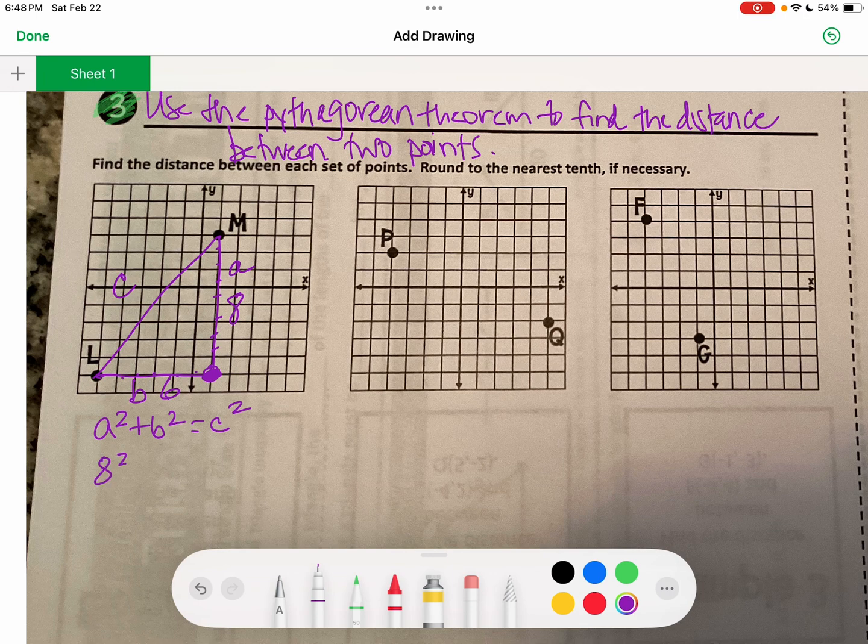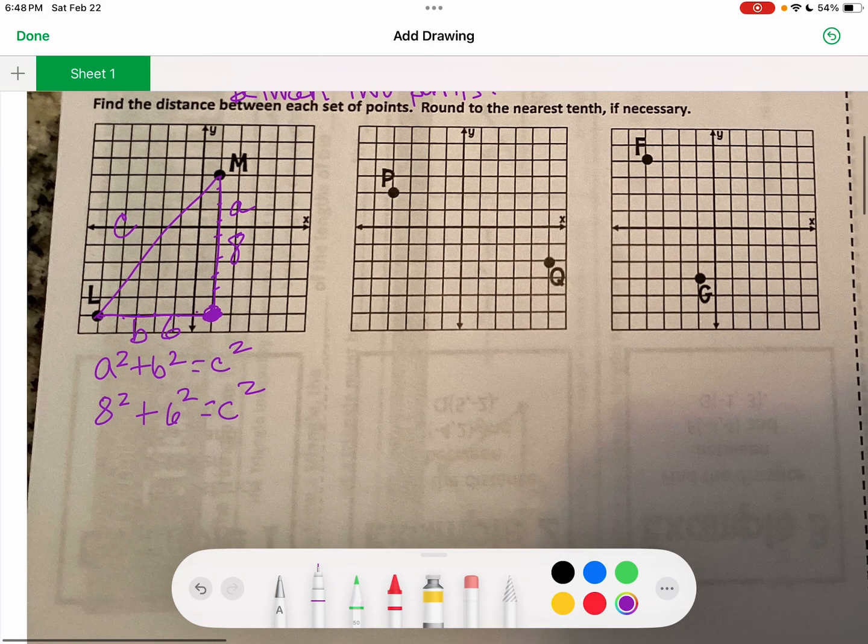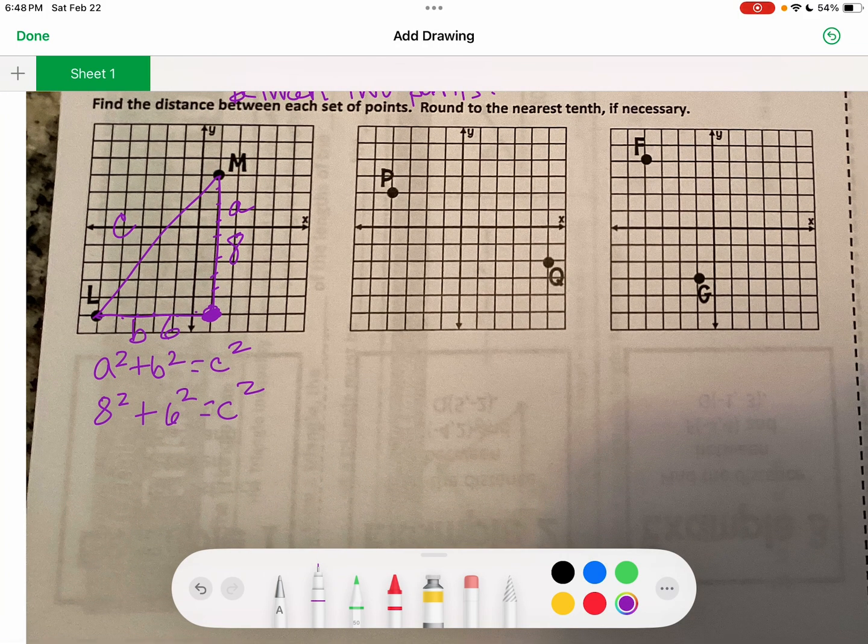8 squared plus 6 squared is going to equal c squared. Hopefully you guys have been practicing your squares test, because I think you had a squares test today. Actually, you're going to have it tomorrow. Forgot I had moved it. So you're going to have a squares test tomorrow, so this is a good practice for that.